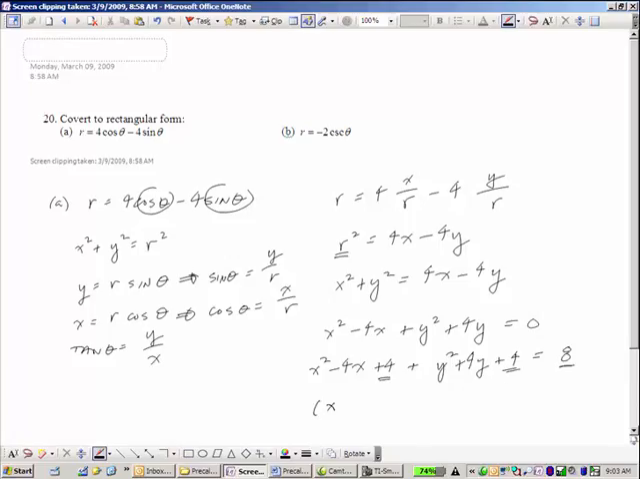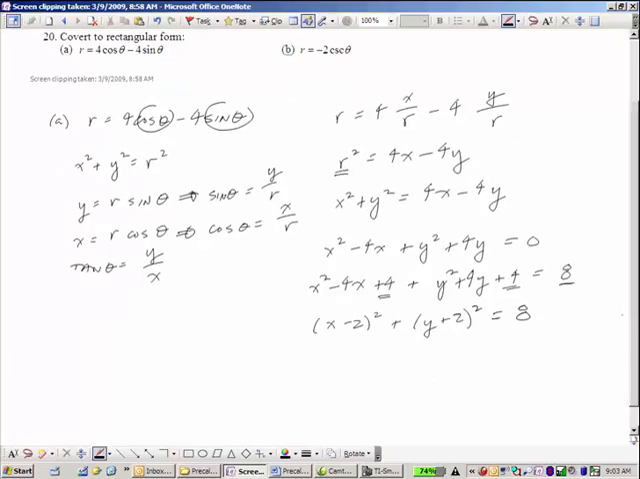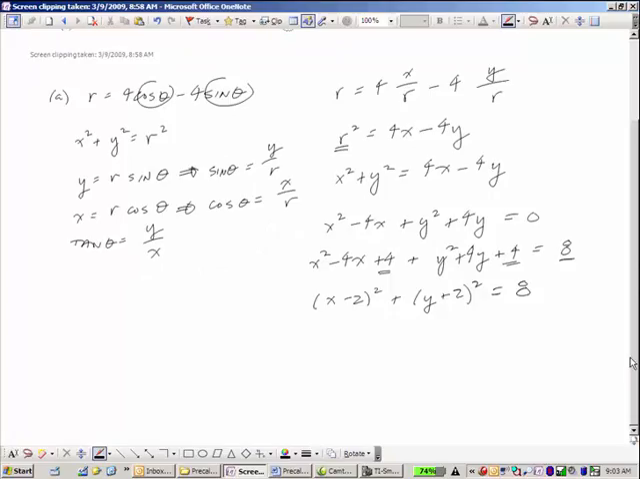So I end up with x minus 2 quantity squared plus y, whoops, that's plus. I don't know what I'm thinking. Y plus 2 quantity squared equals 8. Actually, you don't want to take the square root of each term, because you can't just take the square root of each individual term. But no, I'm actually finished.